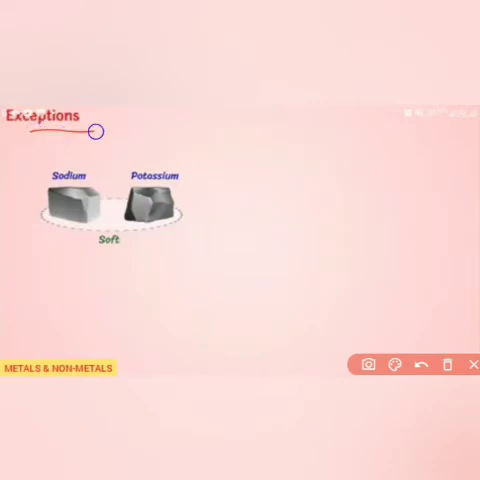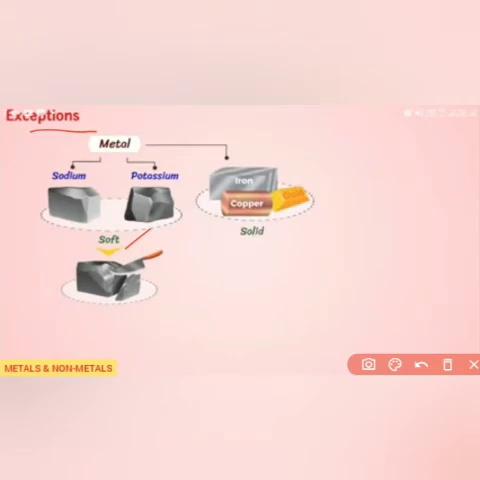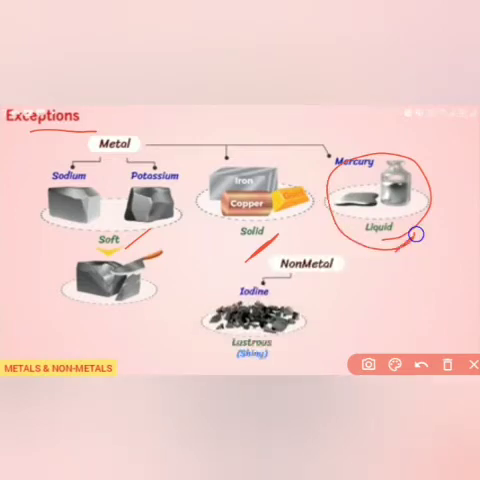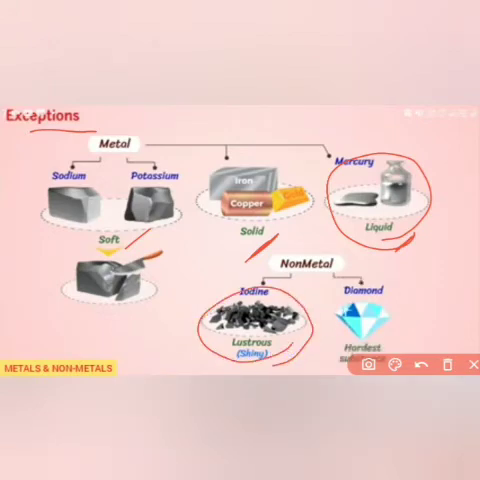Some exceptions are here. Sodium, potassium being metals are soft, while if we take iron, copper, gold, silver, these are solid metals, and mercury is the only exceptional metal that is found in its liquid state. Among non-metals, iodine is shiny and diamond is the hardest non-metal we can find.